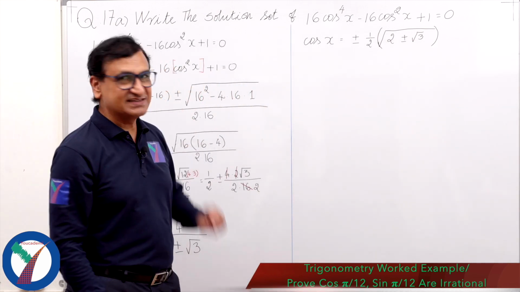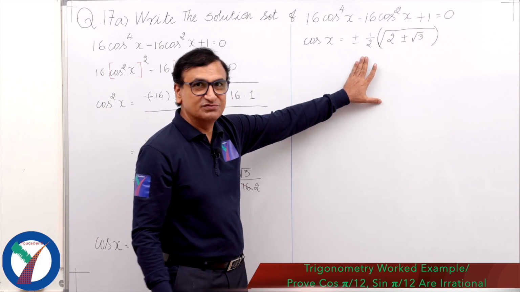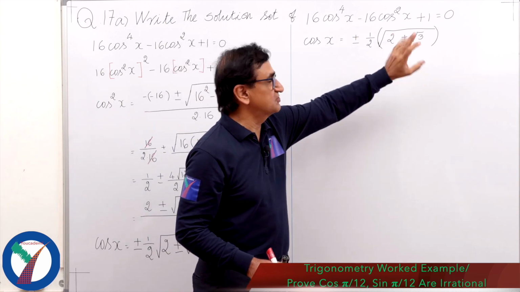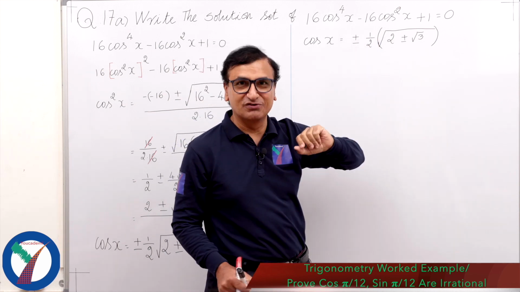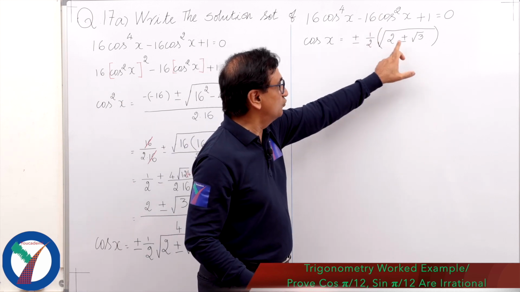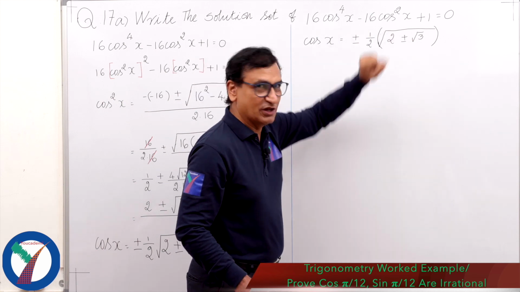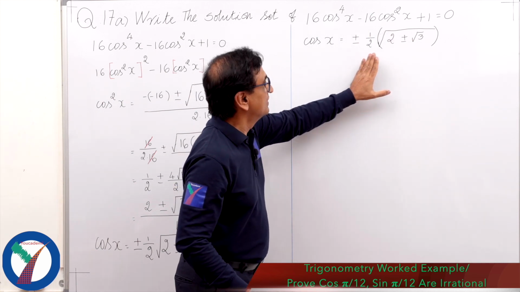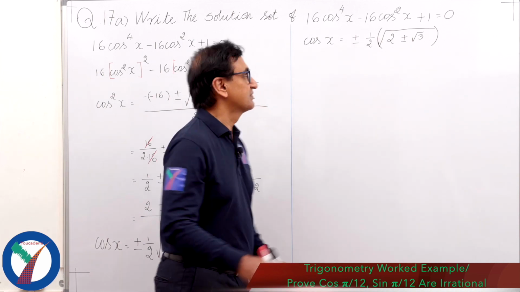Okay, so what is x? X should be cos inverse of, there are how many terms here? There are 4 terms. You have plus half square root of 2 plus square root of 3, then minus half multiplied by square root of 2 plus square root of 3, then plus half square root of 2 minus square root of 3, then minus half multiplied by square root of 2 minus square root of 3.